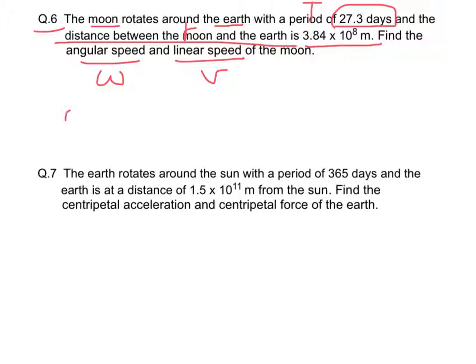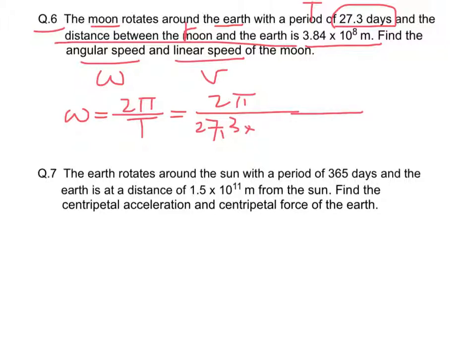Using equation, angular speed equal to 2 pi over period, equal to 2 pi over 27.3 days. Turn days into seconds. One day has 24 hours times 60 minutes times 60 seconds. Therefore, the answer for angular speed would be 2.66 times 10 to the power negative 6 radian per second.